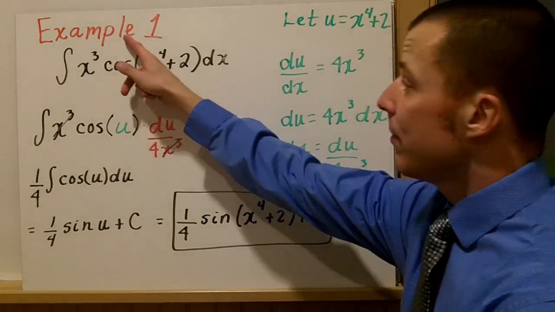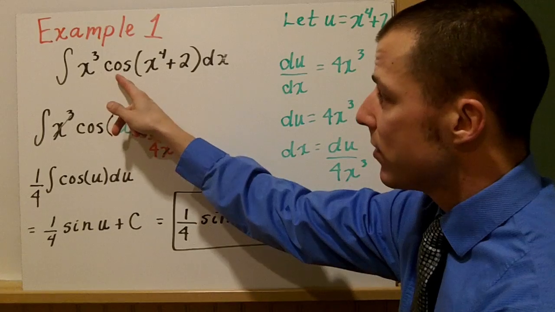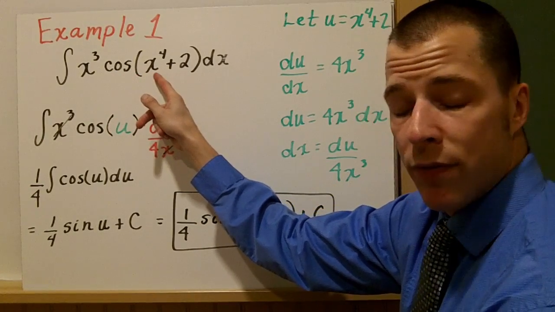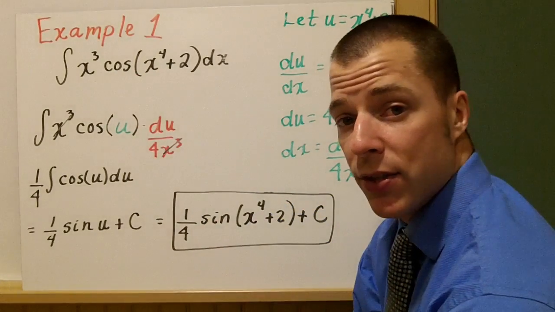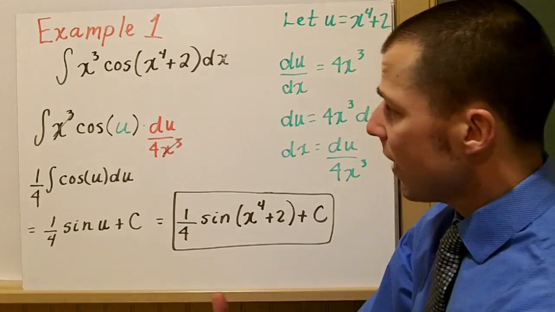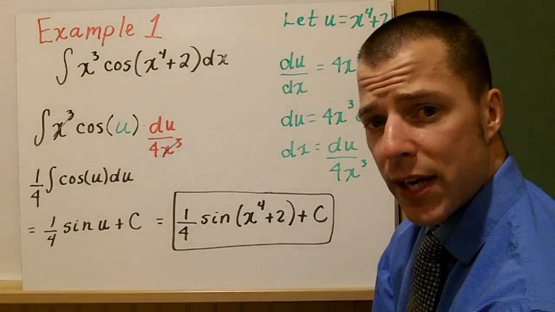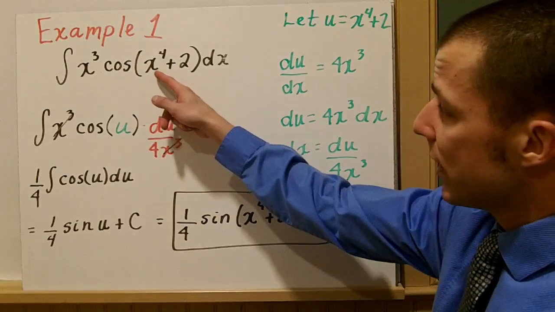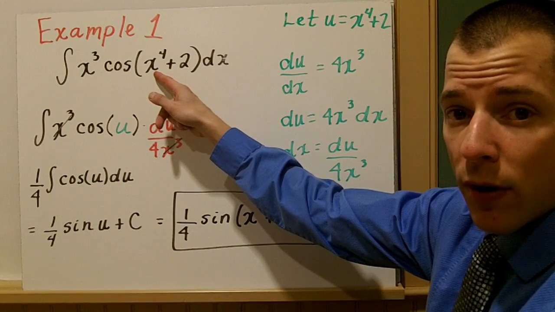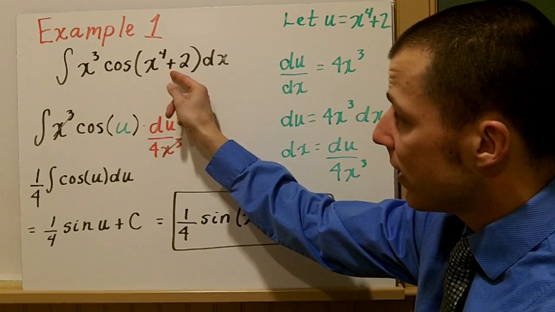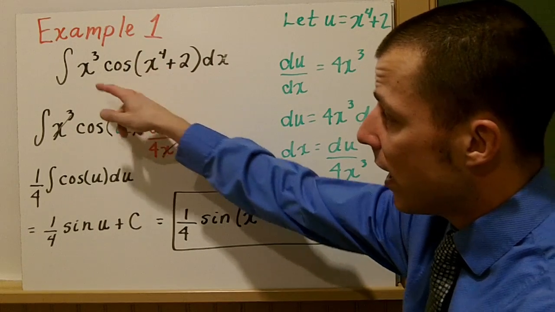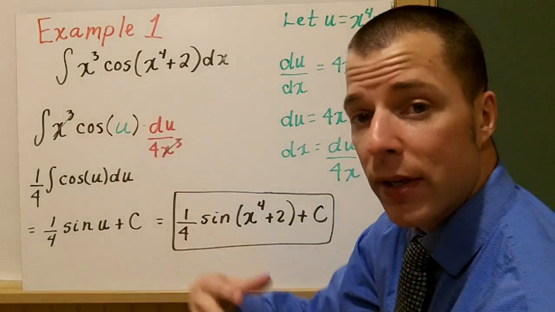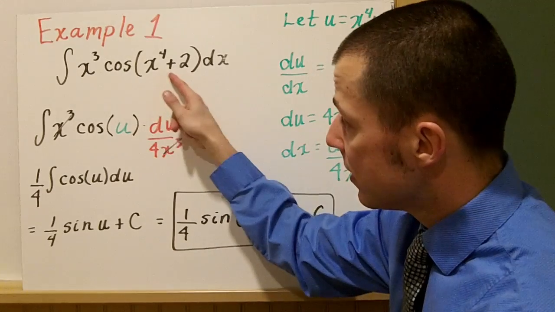Alright, so our first example, example 1, is x cubed times the cosine of x to the fourth plus 2, and we're asked to integrate that. Usually what you want to do is look inside the trig function first, and I see that x to the fourth. I know that if I integrate that, I might be able to get rid of that x cubed. So I'm going to let u be this inside function.